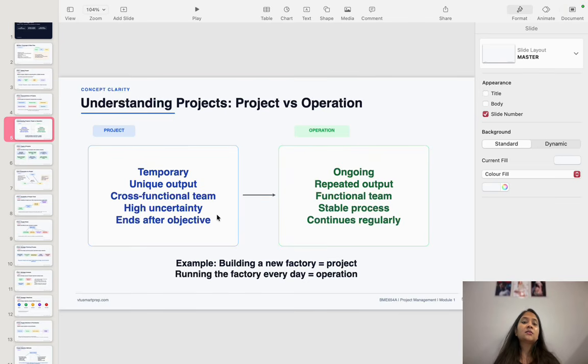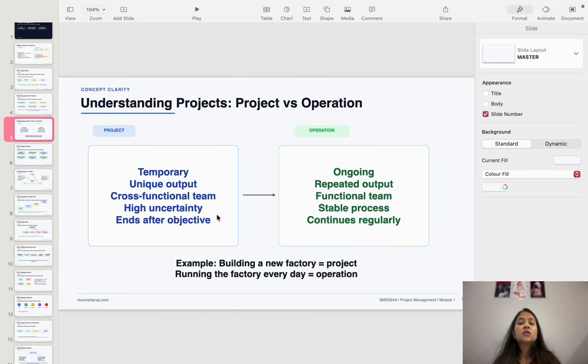Here we have understanding project. In this, project versus operations. A project is temporary, whereas an operation is ongoing. A project gives a unique output, but an operation is going to give repeated output. I repeat again, a project is temporary, whereas an operation is going to be ongoing. Next, a project gives a unique output, but an operation gives a repeated output.